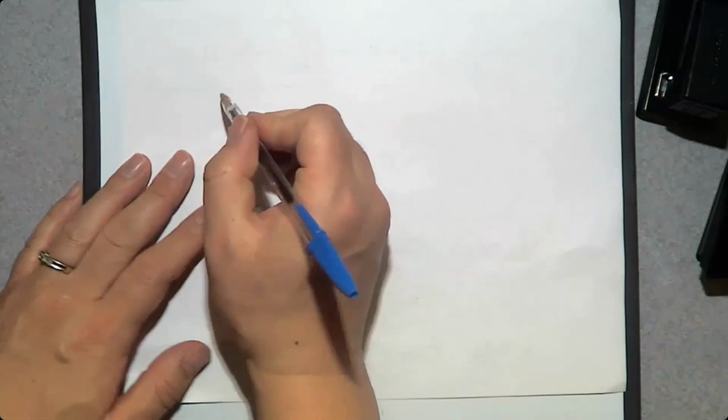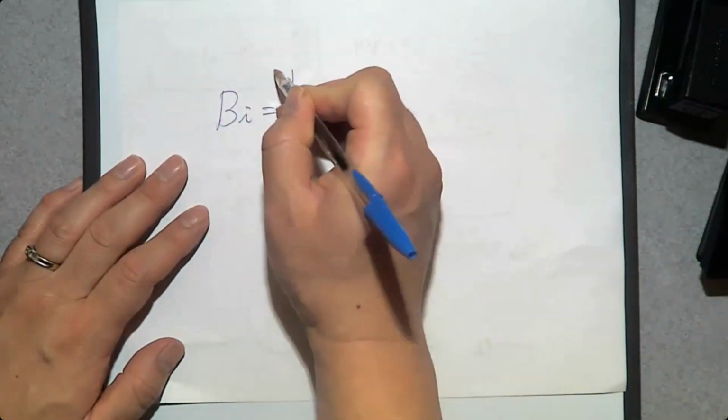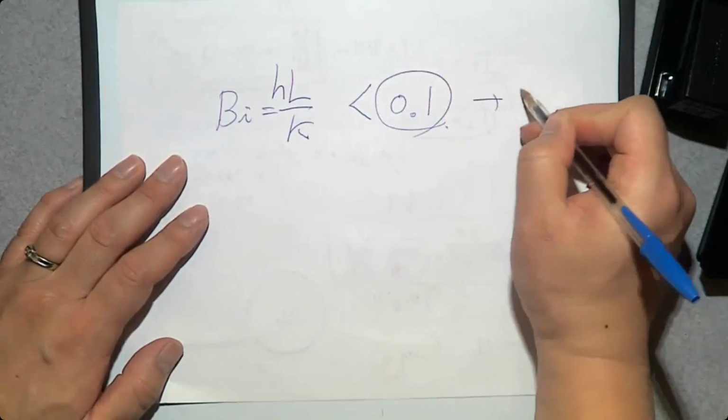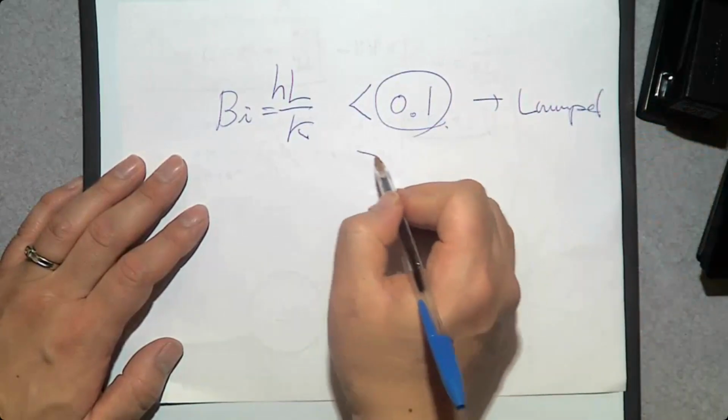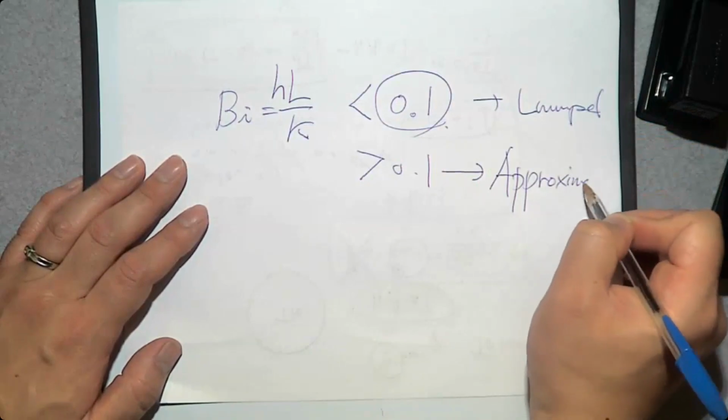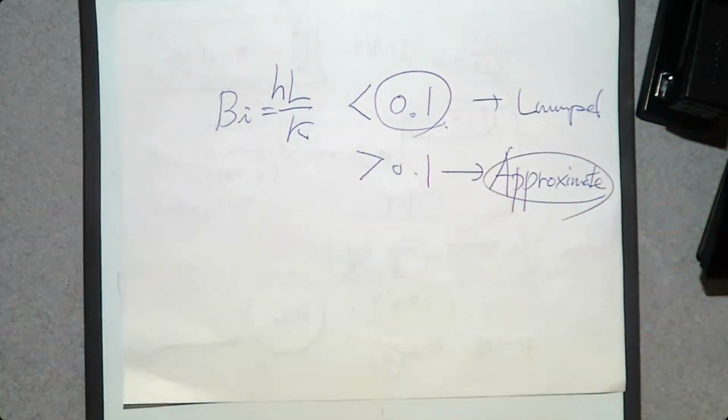Okay, so let me write it for you. The Biot number, which can be determined by hL over k, should be less than 0.1 to be a lumped system. If it is greater than 0.1, then you cannot use the lumped system anymore. You have to use the approximate solution that we are going to study now in the next 5 minutes. So whenever you see a transient heat conduction problem, show this one. If you don't show that, you will get minus some points.